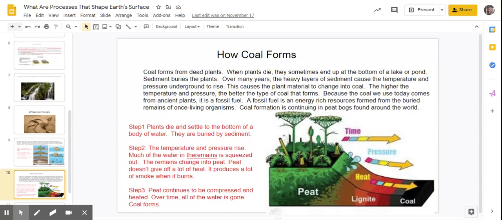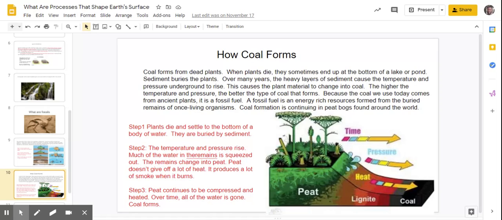Now let's talk about how coal is formed. Coal is a fossil fuel that we use. It's a non-renewable resource, meaning that it won't be made again in our lifetime. But we use it for energy, and we just want to figure out how it's formed and made.